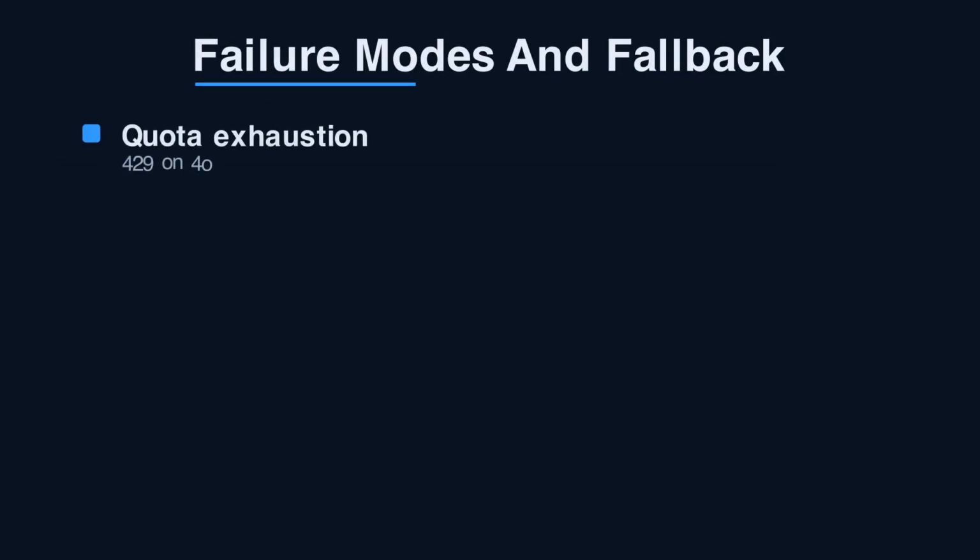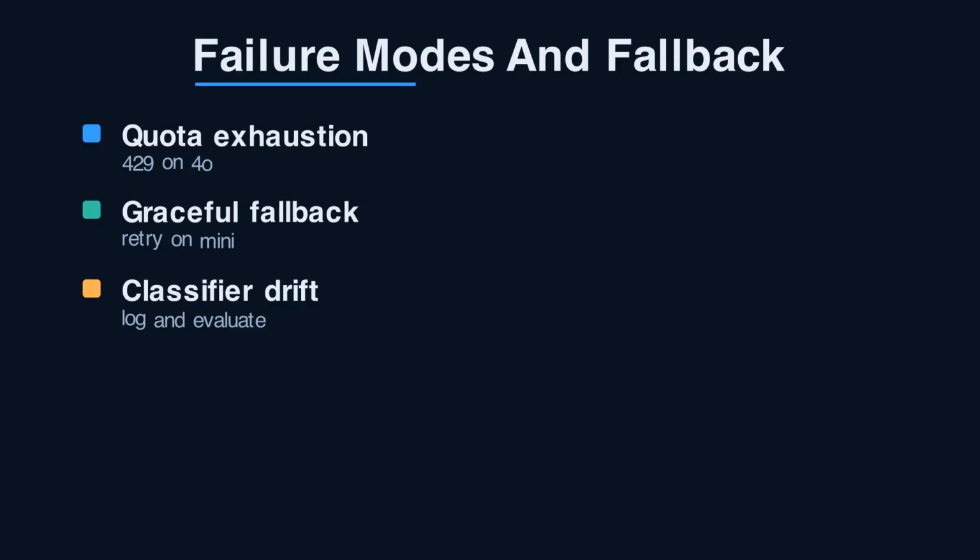Now the failure modes. Each Azure OpenAI deployment has its own tokens per minute quota, so a traffic spike on 4o can throw 429 errors while mini sits idle. Build a fallback. On a rate limit or timeout from 4o, retry on mini with a degraded quality flag rather than failing the user. Watch for classifier drift too, where intent patterns shift and routing accuracy quietly decays. Mitigate it by logging routed decisions and sampling outputs for offline evaluation. Treat the router as a first-class component with its own metrics, not an afterthought.